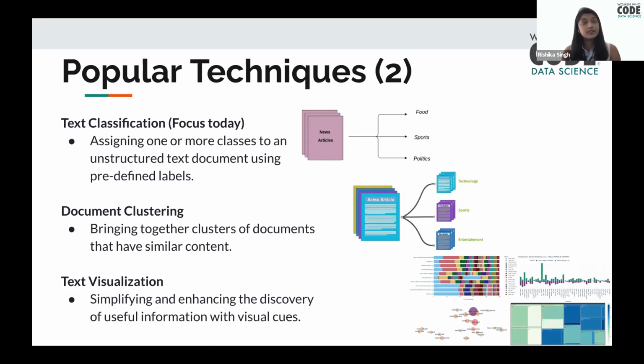Next, we have document clustering, and this is where we bring together clusters of documents that have similar content. So we actually went over this a couple weeks ago, but just to give a brief description. So this is a method for finding structure within a collection of documents so that the similar documents can be grouped into categories. So the first step is to actually create word vectors for the documents that we wish to cluster.